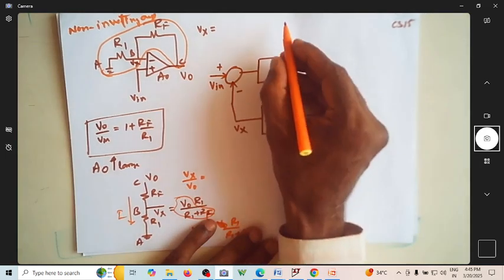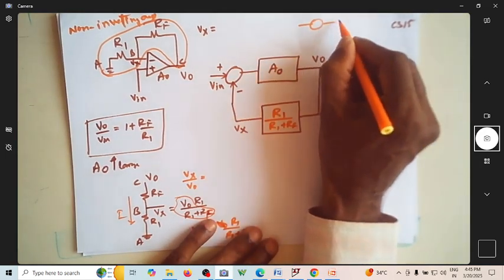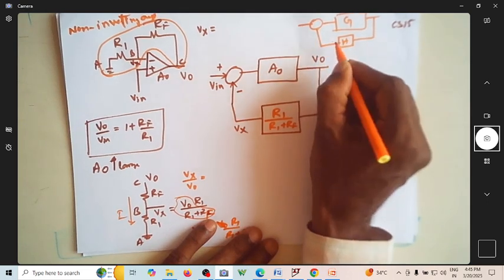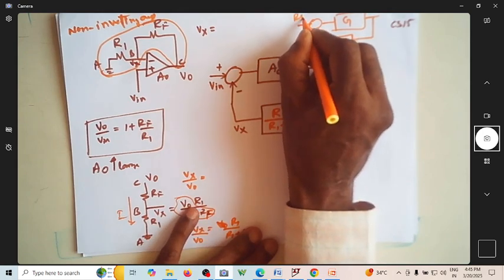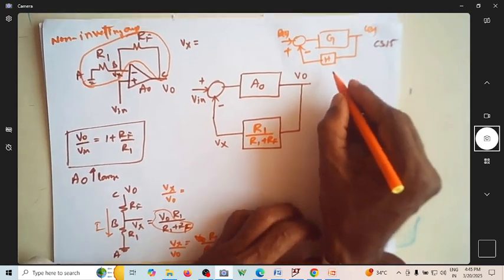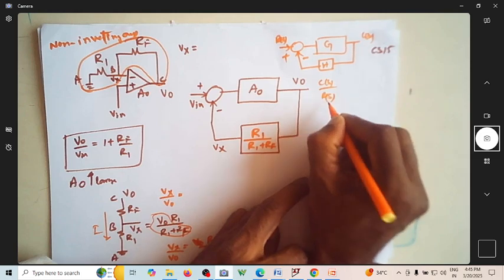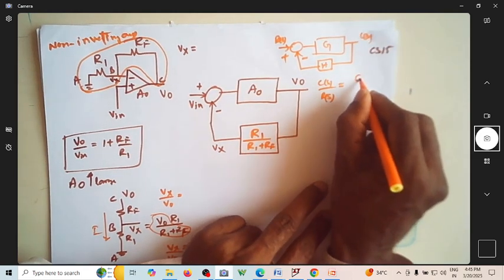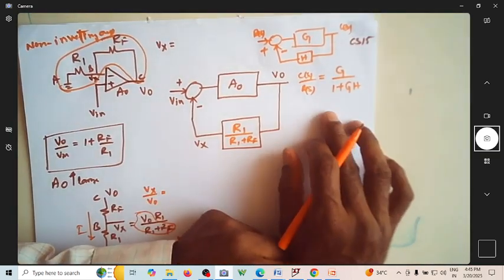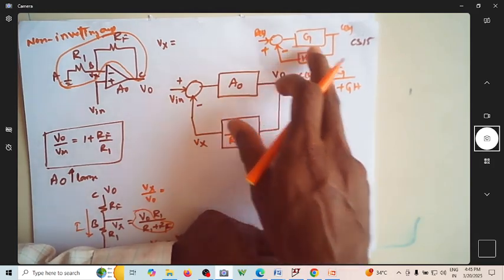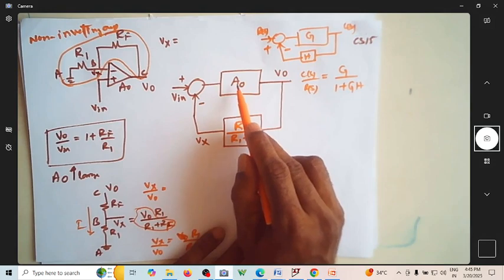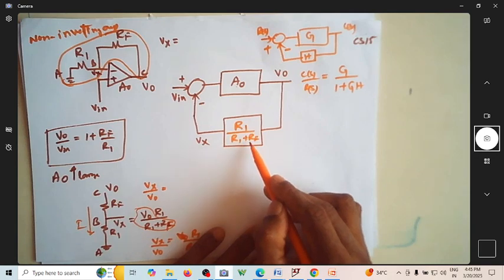Now we know in control systems, suppose this is G, and this is a feedback of H, if this is R(s), if this is C(s), and there is a negative feedback given, what is C(s) by R(s)? It is nothing but the closed loop transfer function. Is this not equal to G by 1 plus G into H? This is a very well known closed loop transfer function for this block diagram. Can you see these two block diagrams are identical, where G is now replaced by A0, and H is replaced by R1 by R1 plus RF?